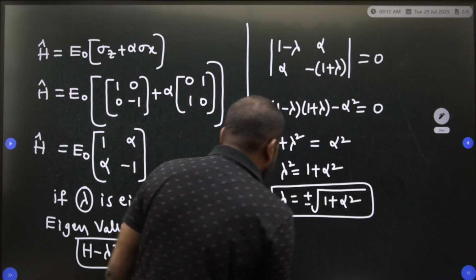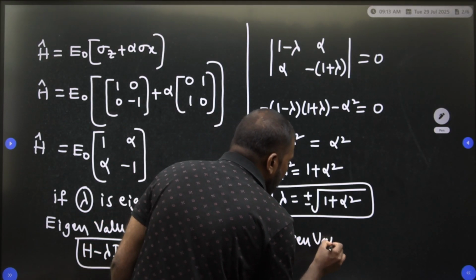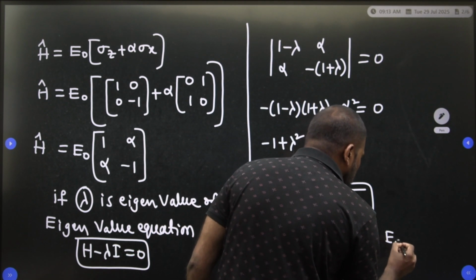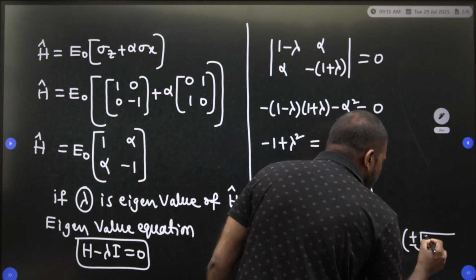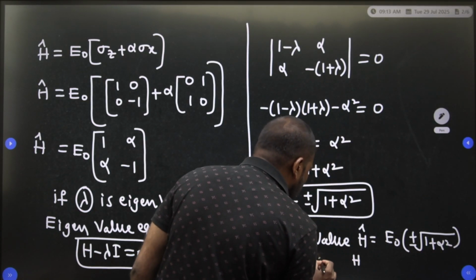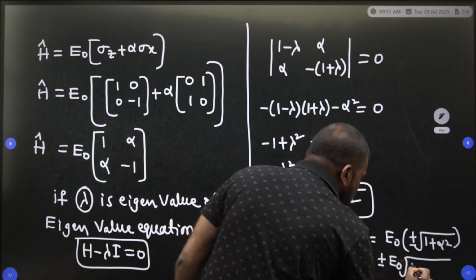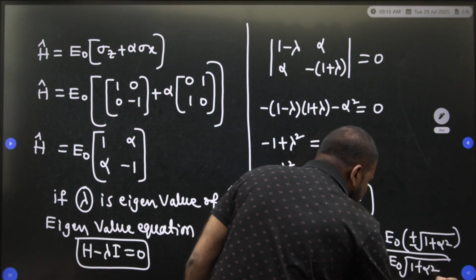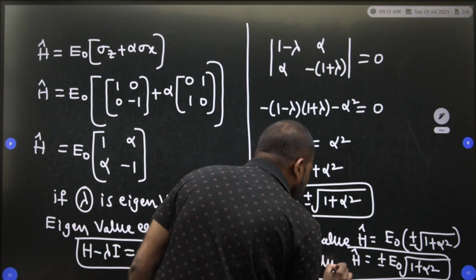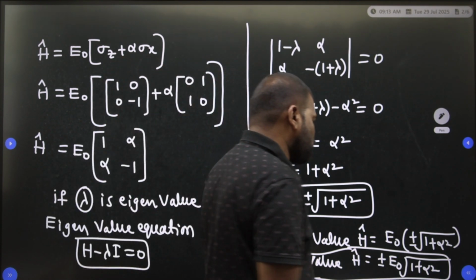So therefore we need to write the eigenvalue of H cap, the eigenvalue of this Hamiltonian, is equal to E0 into plus or minus square root of 1 plus alpha square. So therefore the eigenvalue of H cap is equal to plus or minus E0 into square root of 1 plus alpha square. This is your answer. Which one is it? Eigenvalue of Hamiltonian operator. Like this we have to calculate in our competitive examination.